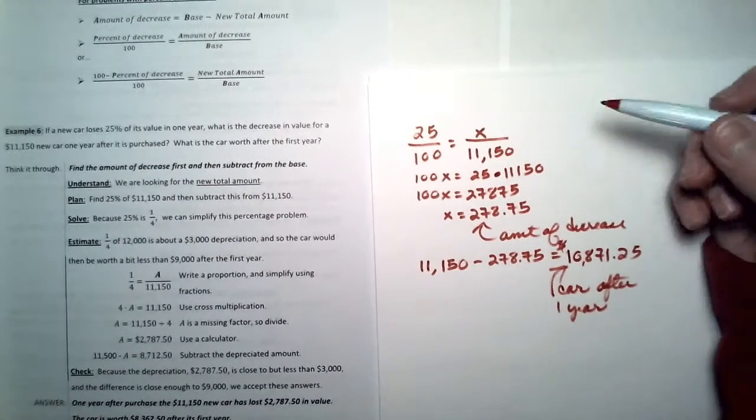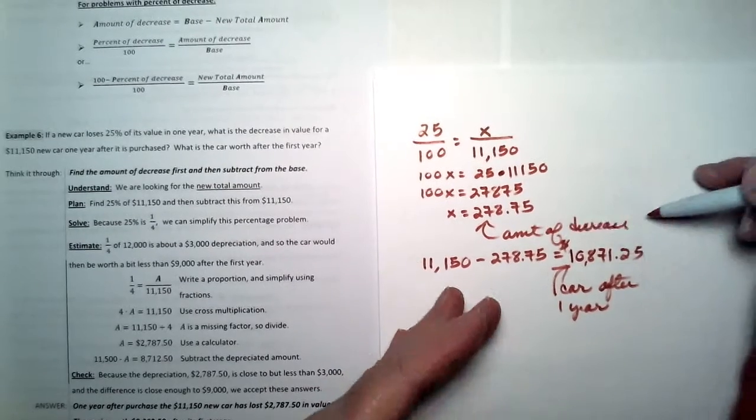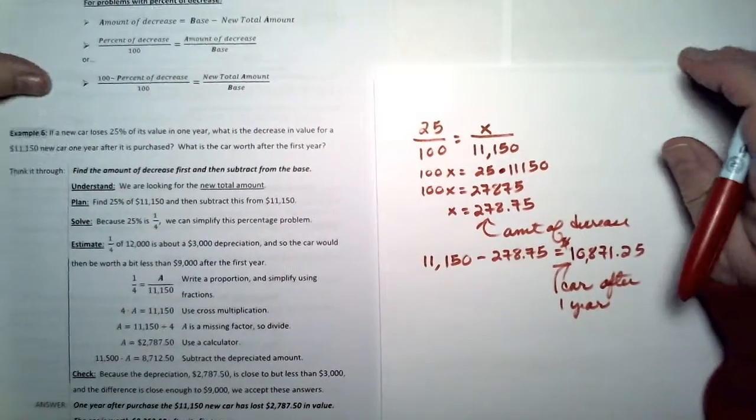Decrease. So they asked two questions. So this made sense for us to find the decrease first, because they asked me that, and then to find the price of the car.